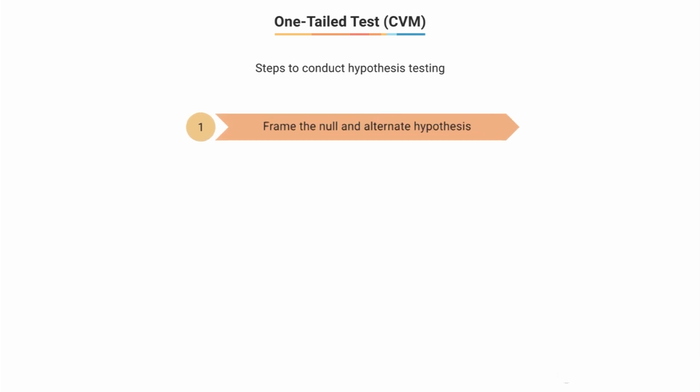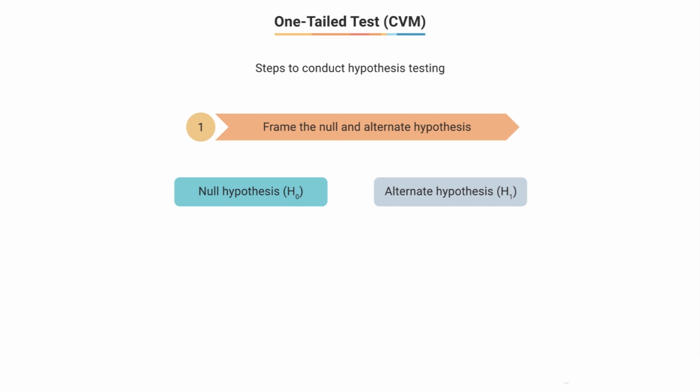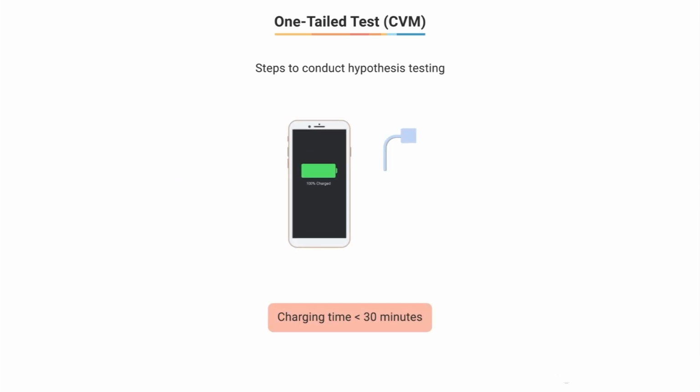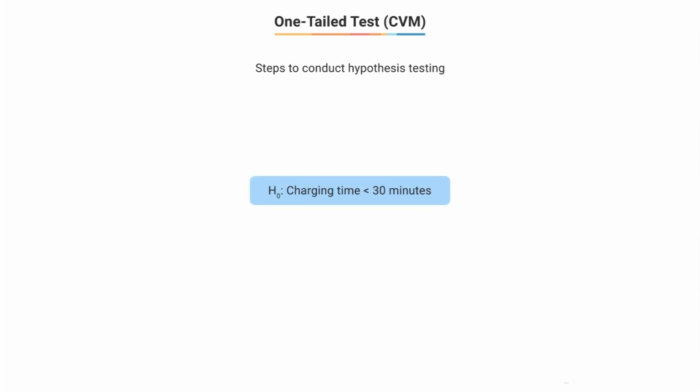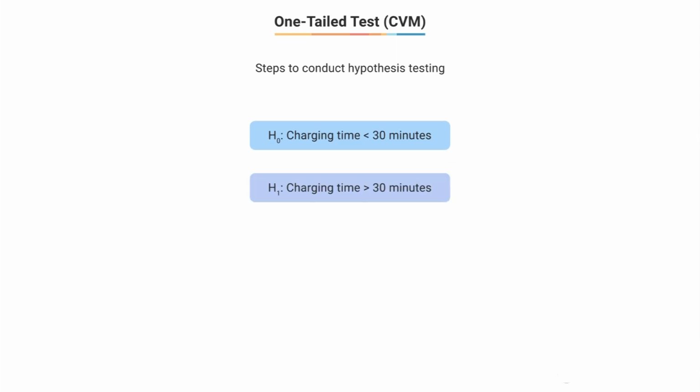Step 1 is to frame the null and alternate hypothesis. So let's formulate our null and alternate hypothesis. Recall that the original claim made by the company was that the charging time is less than 30 minutes. So our null hypothesis will state that the time needed is less than 30 minutes. The alternative hypothesis states that the time needed is more than 30 minutes. Note that the null and alternate hypotheses are still perfect opposites of each other. So let's move to step 2.